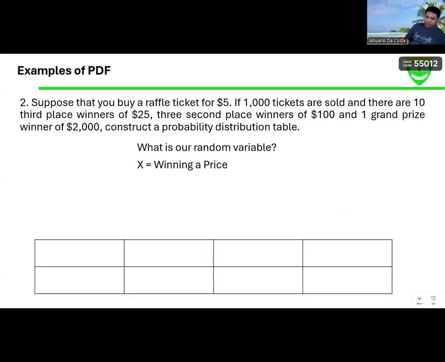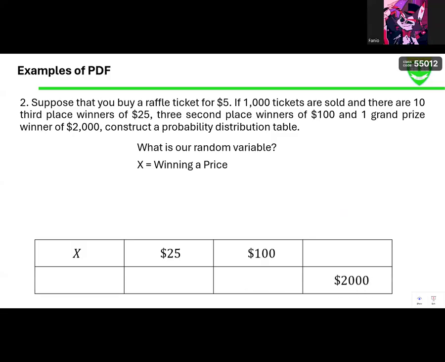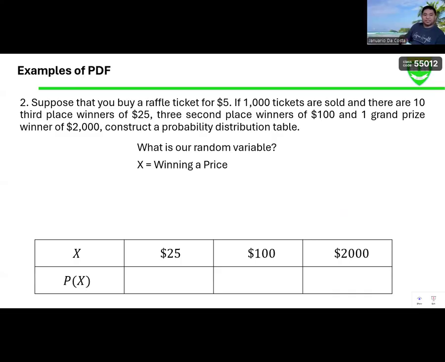Okay, you can have a table and you can have the x as your random variable. What are the x values here? Winning a prize. What are the prizes? $25, $100, or $2,000. Now, what is the probability of each?